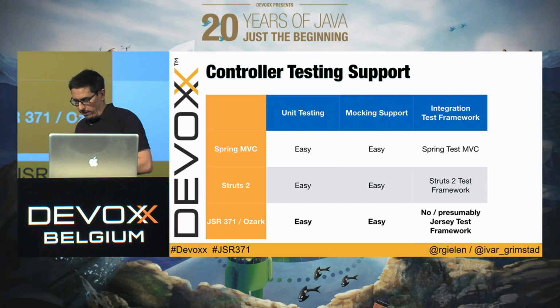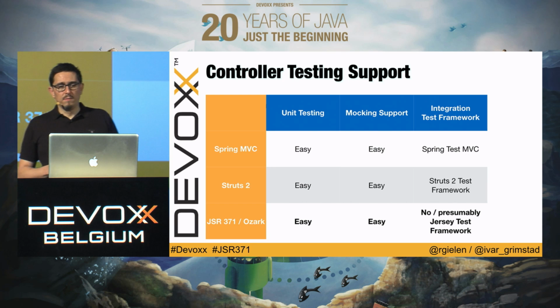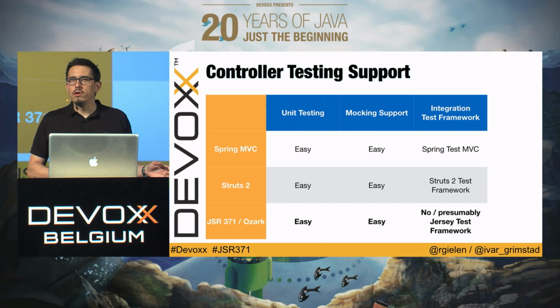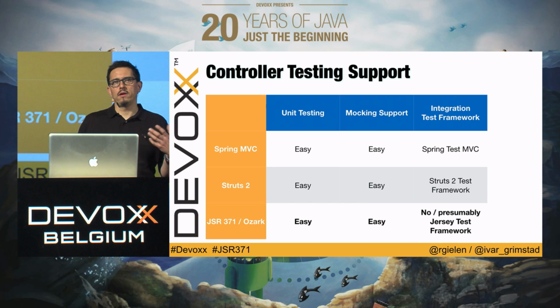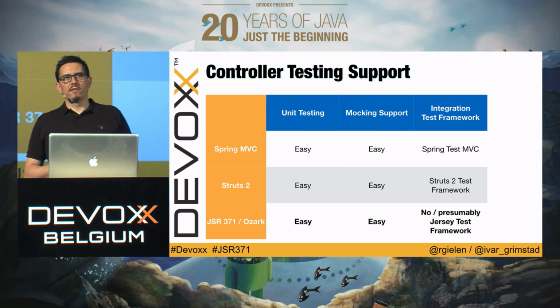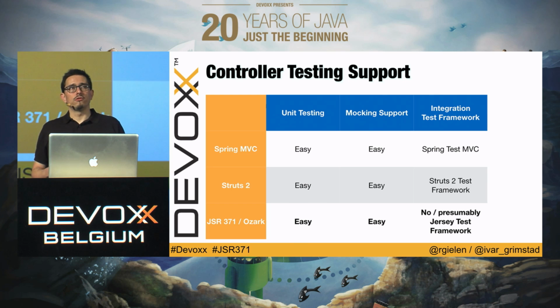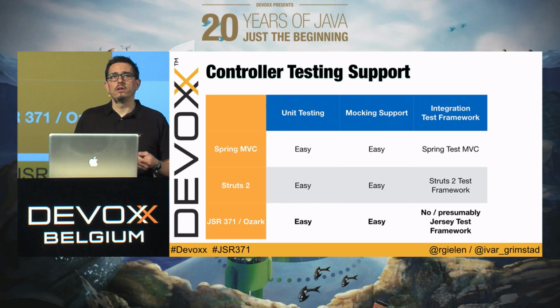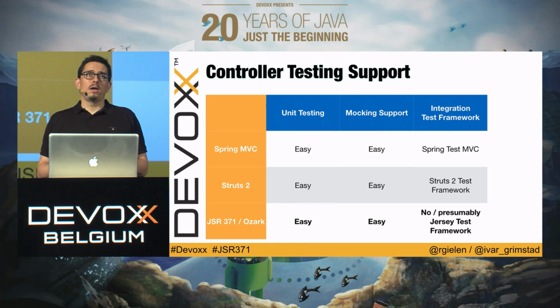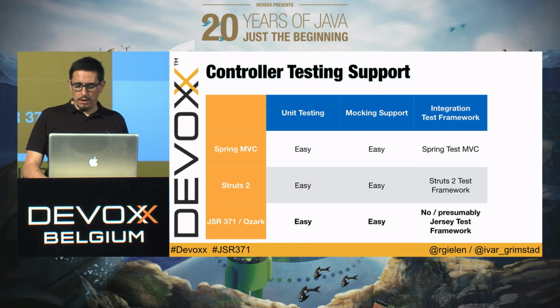As for integration tests, or maybe acceptance tests, the older frameworks like Spring MVC and Struts 2 do have some supporting libraries that can help you with this topic. But, well, we said MVC is not inventing everything by itself. So interestingly, you can use some test tools that were already written for Jersey to help you do integration or acceptance testing. And maybe we will see more frameworks coming out.